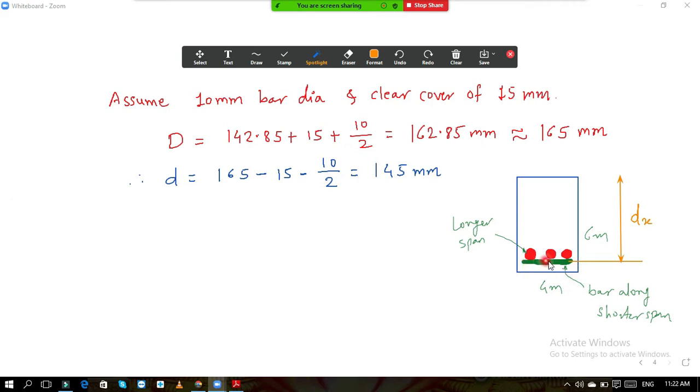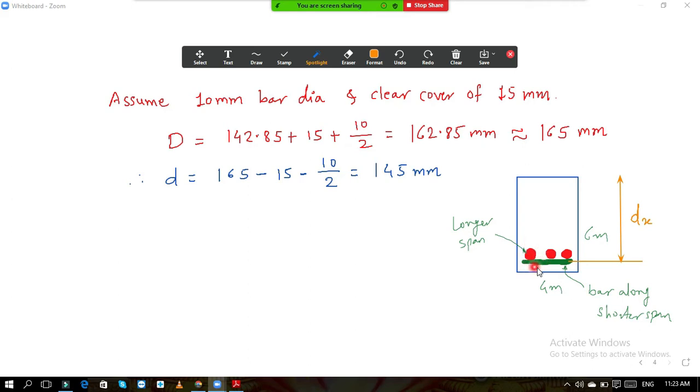Then this bar diameter which is shown in green, you have assumed that bar diameter is 10 mm. So this is the 10 mm diameter bar which is shown in green. So center of that bar, so again 10 by 2, 5. So it is 145 is the depth in X direction, and on this X direction bars your steel in longer direction will be placed. The bars will come on top of that.